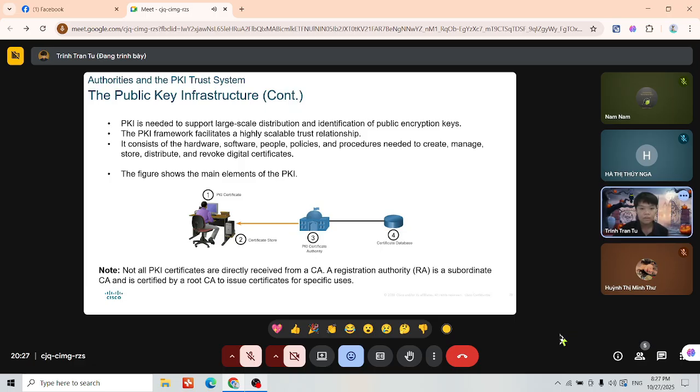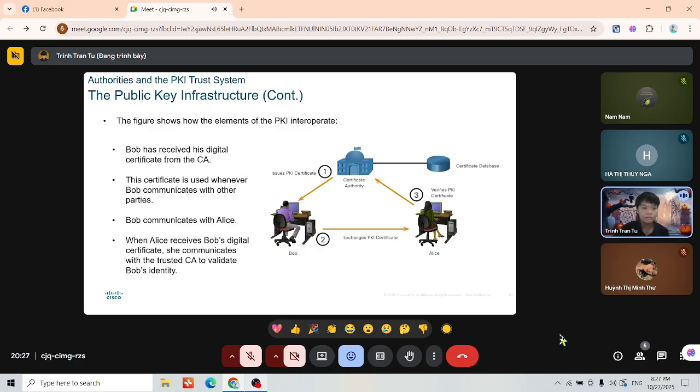And next, for example, Bob has a digital certificate issued by a CA. When Bob communicates with Alice, Alice receives Bob's certificate and verifies it with the CA. This authenticates Bob's identity. Thanks to the PKI certificate, Alice can be sure she's talking to the real Bob, not an imposter.